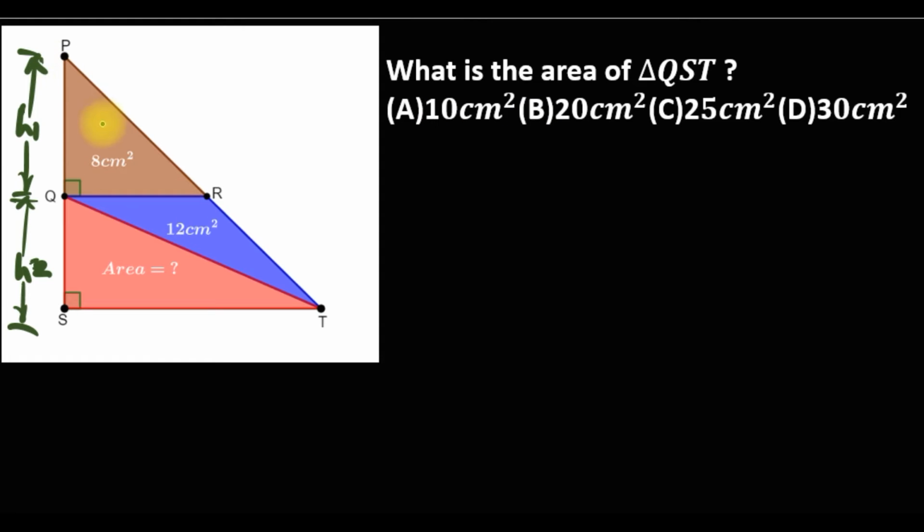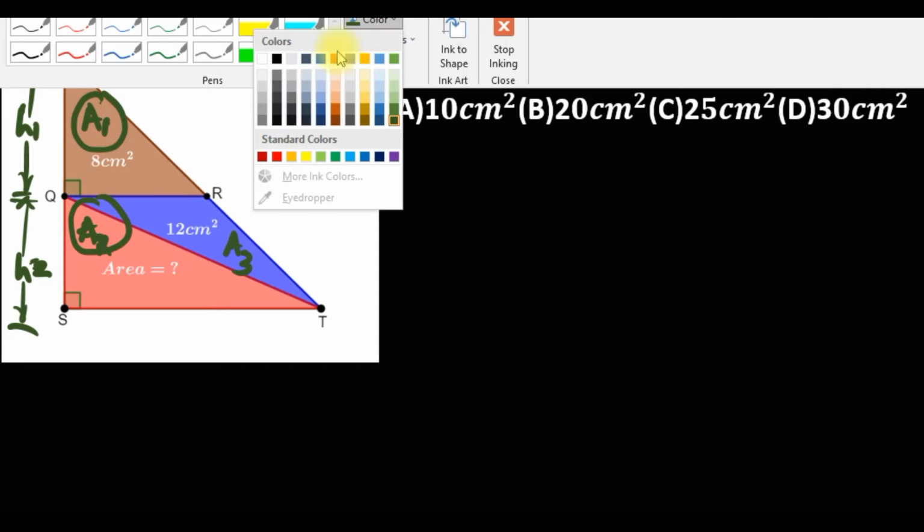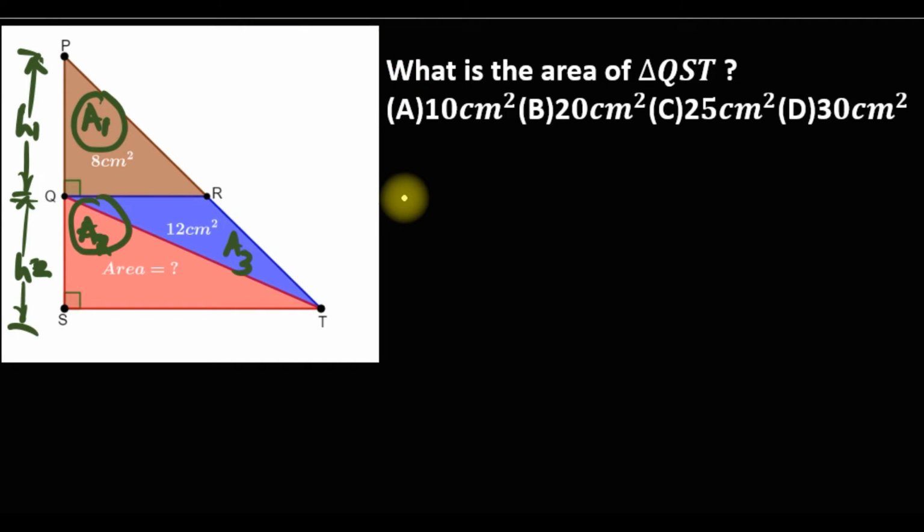So let's call the area of this triangle A1, though we are given 8 cm squared, but I'm trying to make it easier so that we'll solve directly. Let's call this A2, while this is A3. A1 is 8 cm squared, A2 is what we are asked to find, while A3 is 12 cm squared. So we know that the ratio of areas of 2 similar triangles is the same as the ratio of the squares of the corresponding sides.